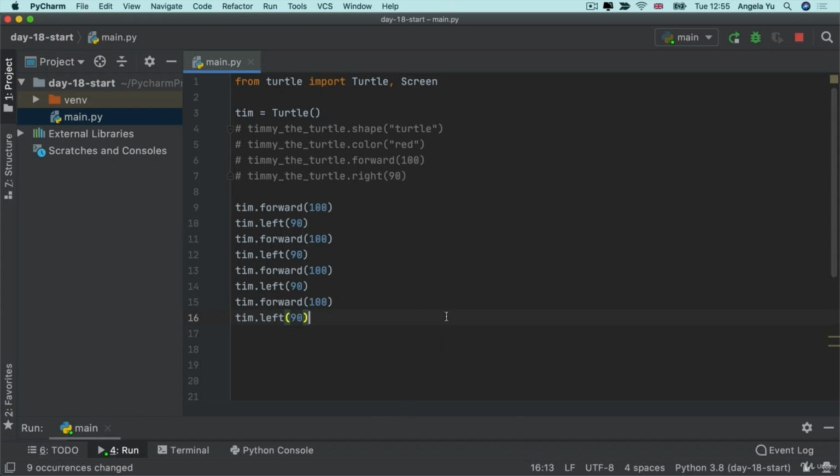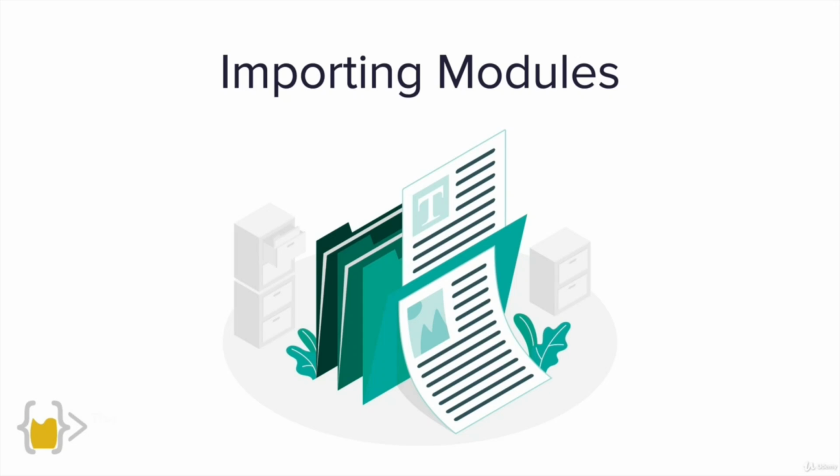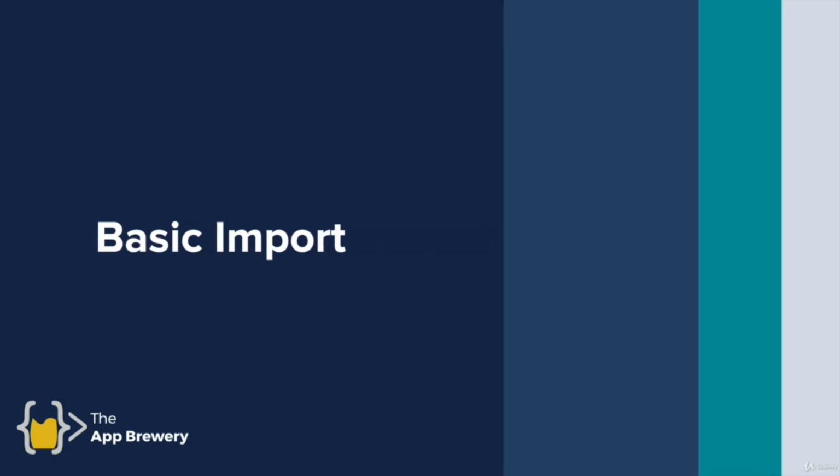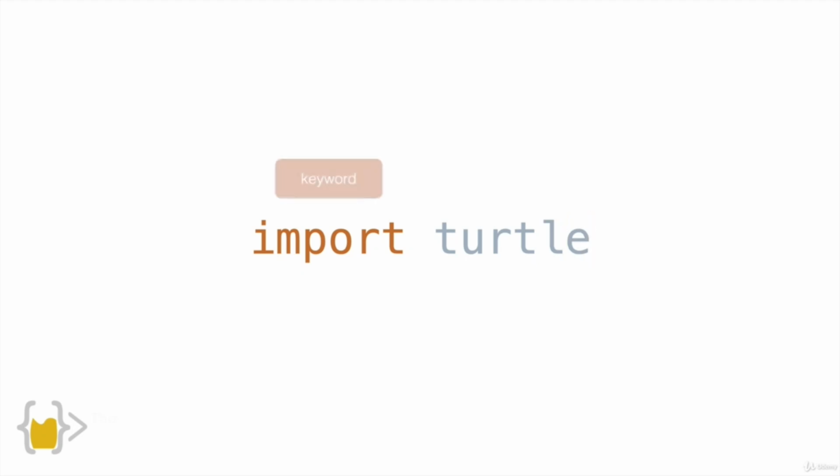So we're importing the Turtle module in order to use it in our code. So I want to spend a few minutes just quickly talking about all the ways that we can import modules. So we've already seen the basic import, and it's very simple. We have the keyword import, and then we have the module name that we want to import.